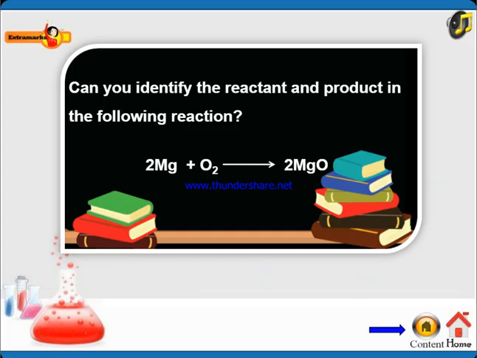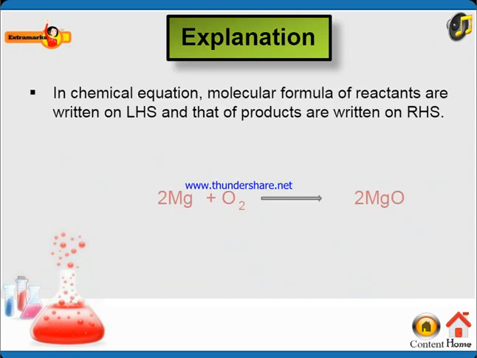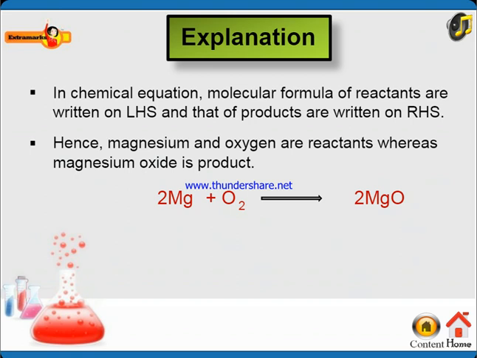Now, let us try to identify the reactant and product in the following reaction. In a chemical equation, molecular formulas of reactants are written on the left-hand side and those of products are written on the right-hand side. Hence, magnesium and oxygen are reactants, whereas magnesium oxide is the product.